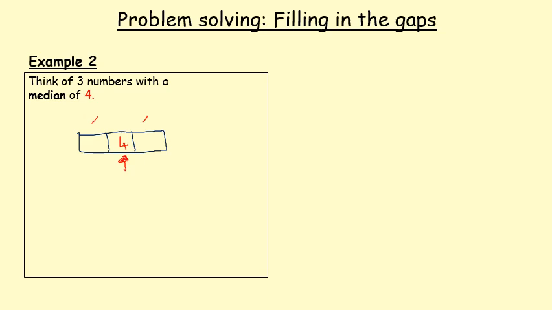careful with the median. So because the median sits in the middle, the numbers are in order of smallest to biggest. This number here has to be smaller than 4.